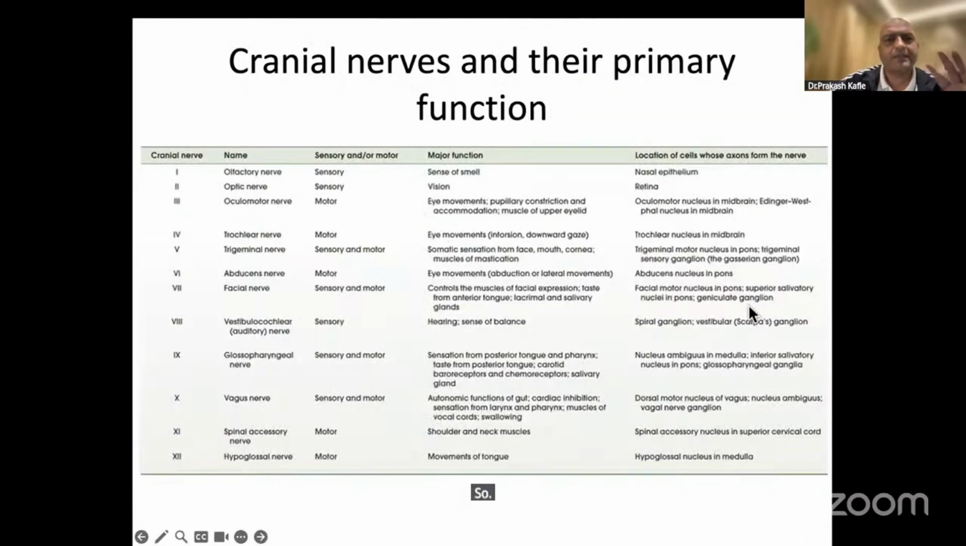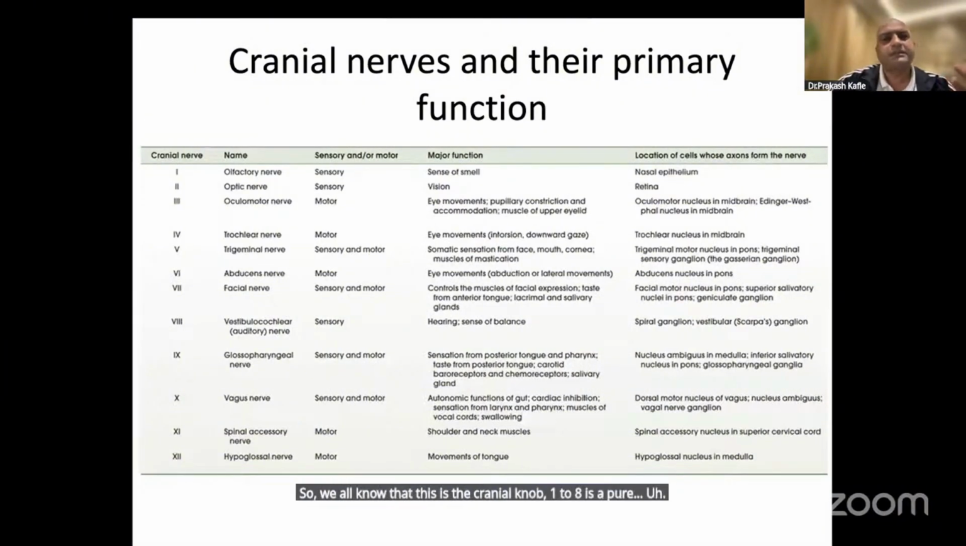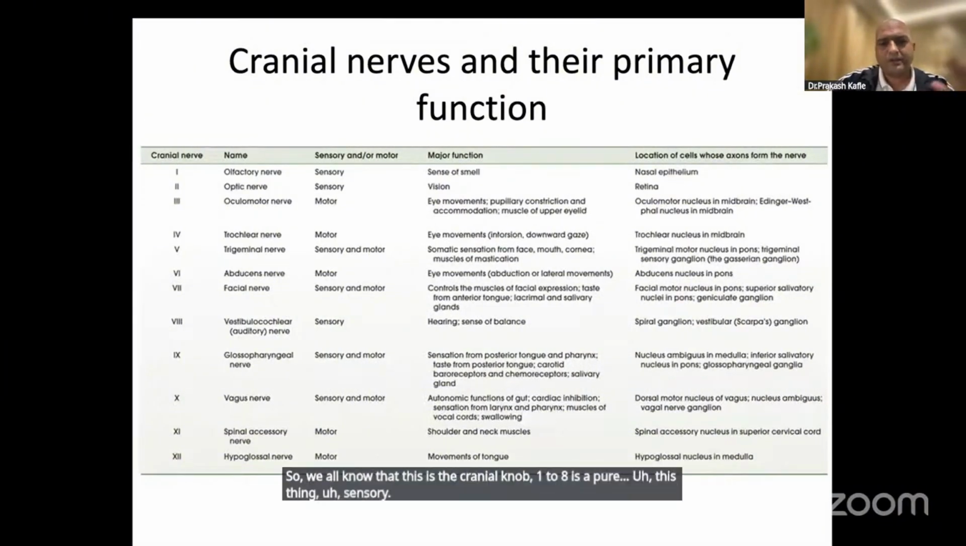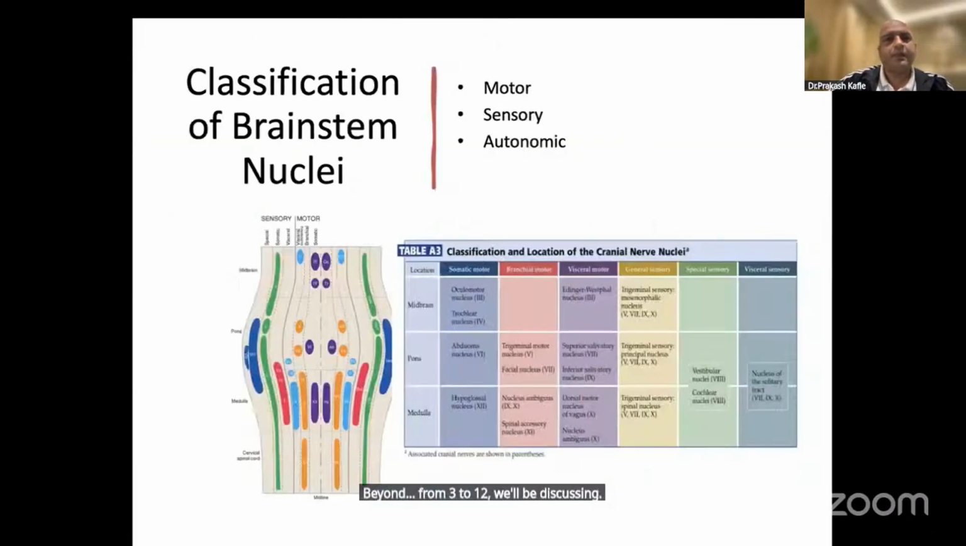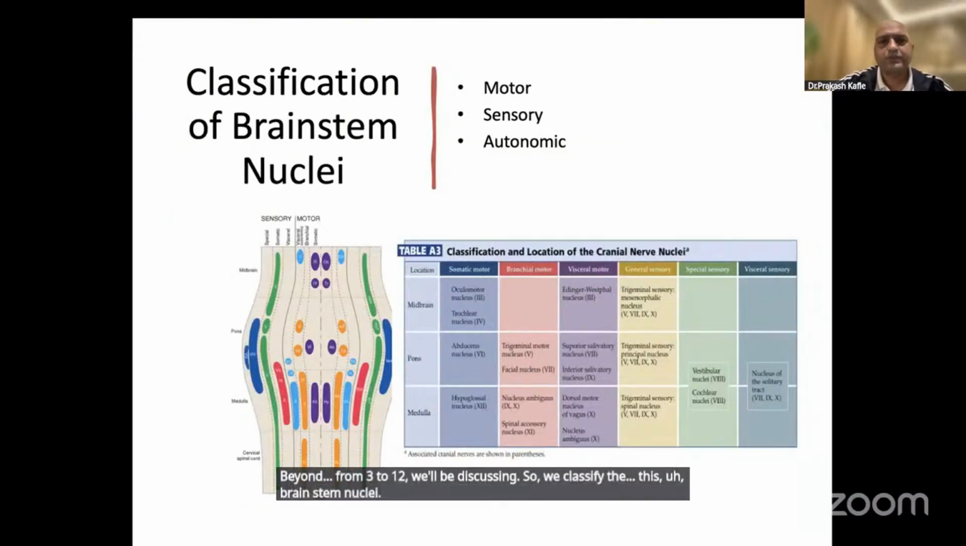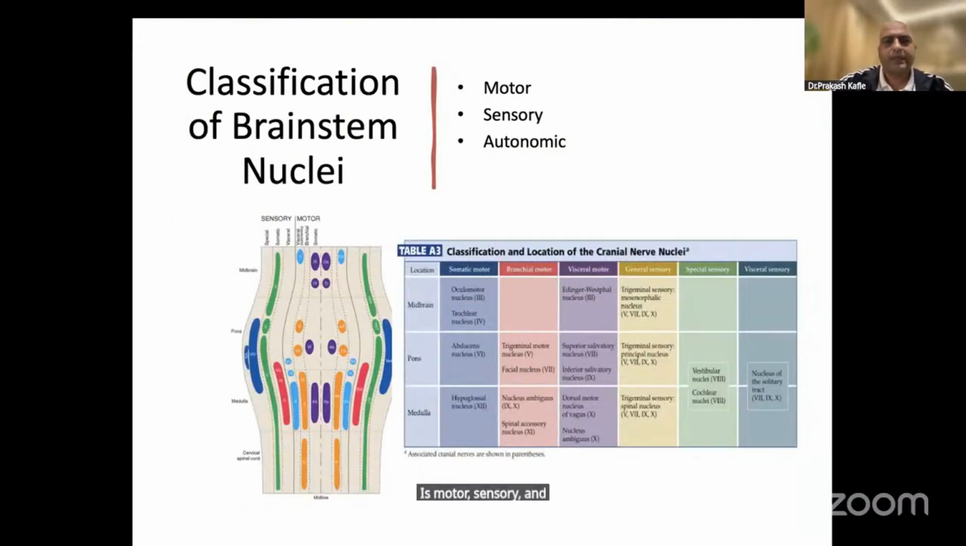So we all know that these are the cranial nerves. 1 to 8 are purely sensory, where 1 and 2 are not discussed today. We are not going to discuss the olfactory and optic. From 3 to 12 we will be discussing. So we classify these brainstem nuclei as motor, sensory, and autonomic, as I have told in the last slide.